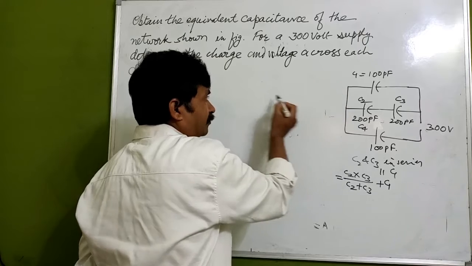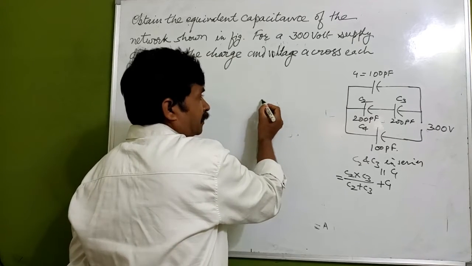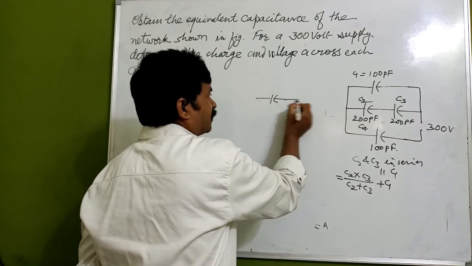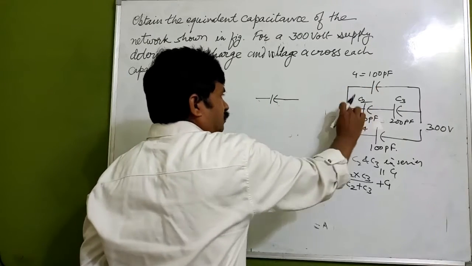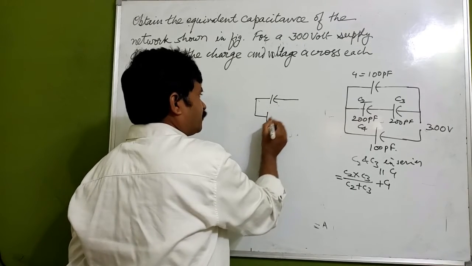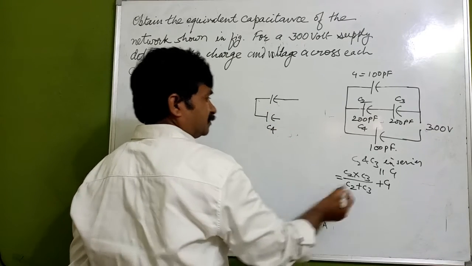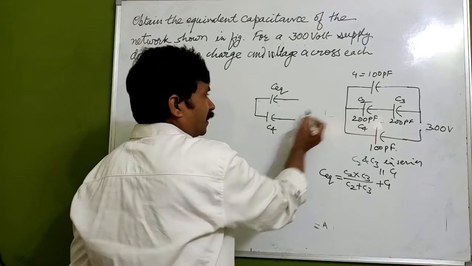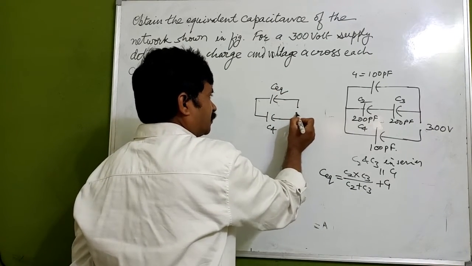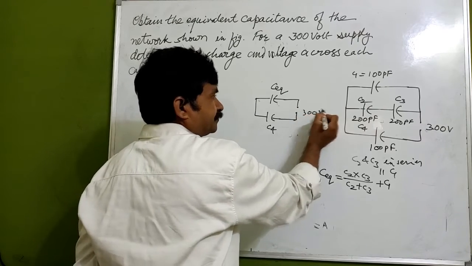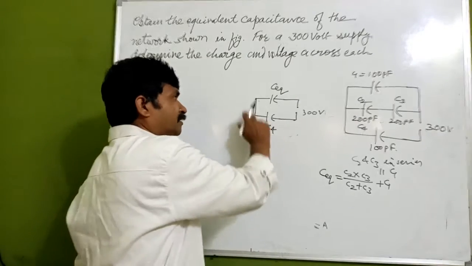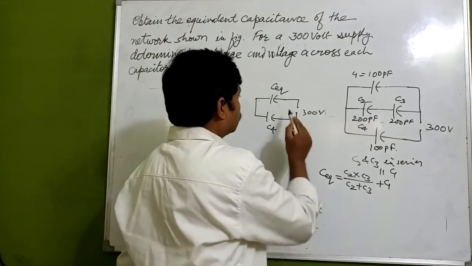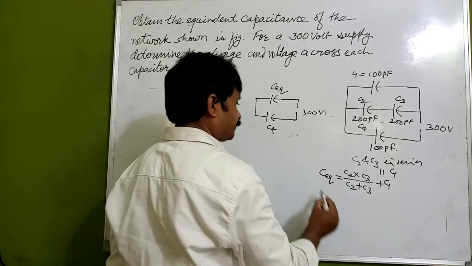I am going to draw this diagram over here again. It will be the total capacitance of these two, and after that it is connected with C4. That we can call C equivalent here, and this will be a 300 volt supply. Now both are in series, so we will calculate this combination.